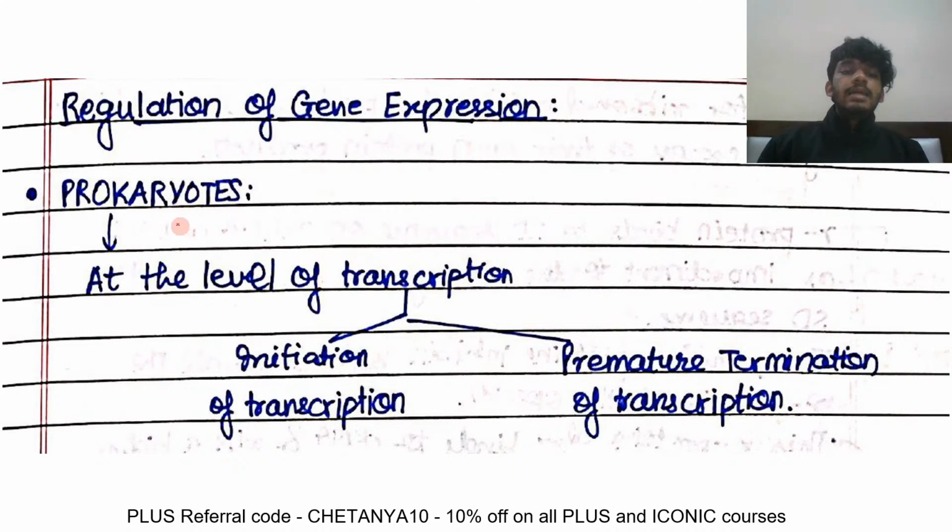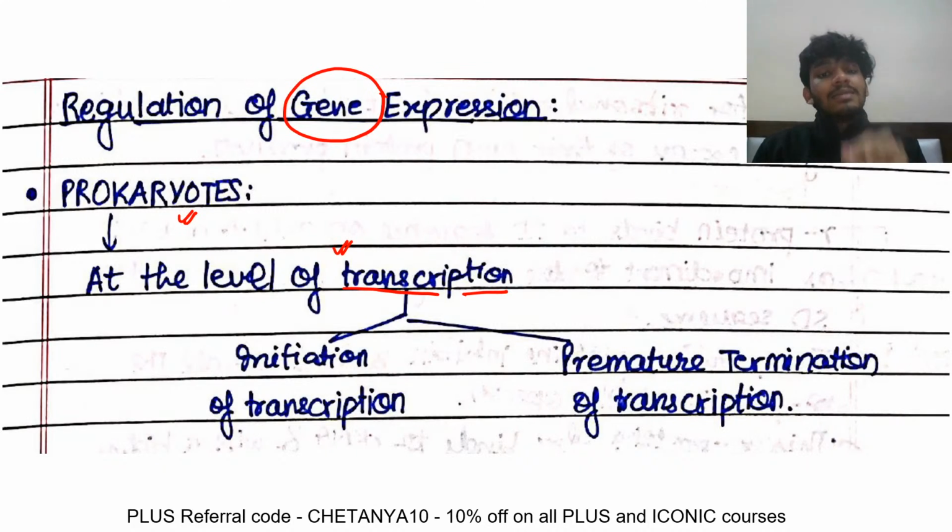The first thing is that in case of prokaryotes, I told you that the only regulation of gene expression that is possible is at the level of transcription. Why? Because once transcription has started, translation is going to occur unless the transcription is terminated prematurely, right? So at the level of transcription, there are two ways to regulate.